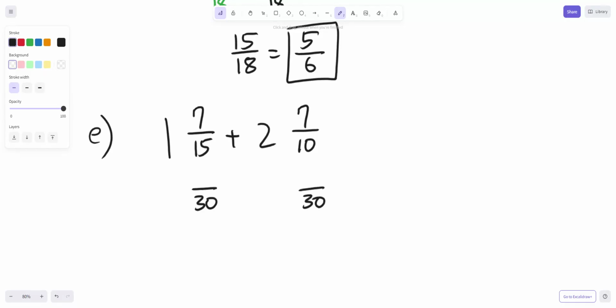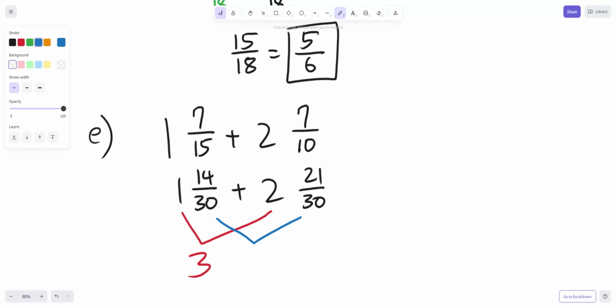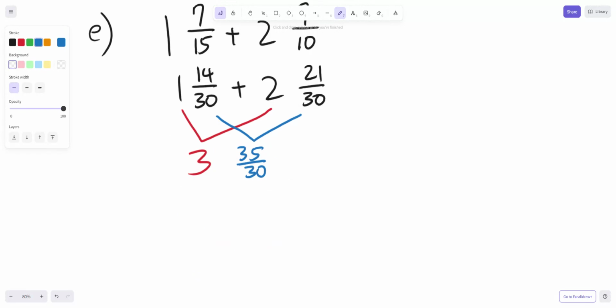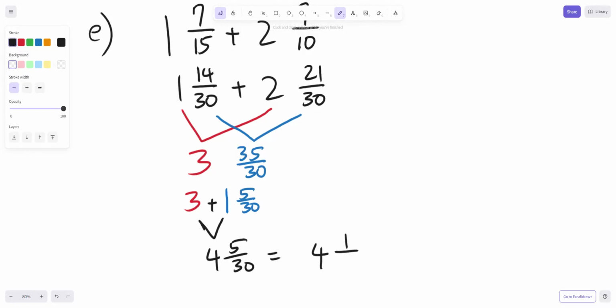30, 30. That's times 2. That's times 3. Okay. Then we add. 1 plus 2 is 3. 14 plus 21 is 35. That's improper fraction, so I can rewrite that as 1 and 5 over 30 plus the 3. So really this is, I add the whole numbers, 4 and 5 over 30. Simplify that to 4 and 1/6.